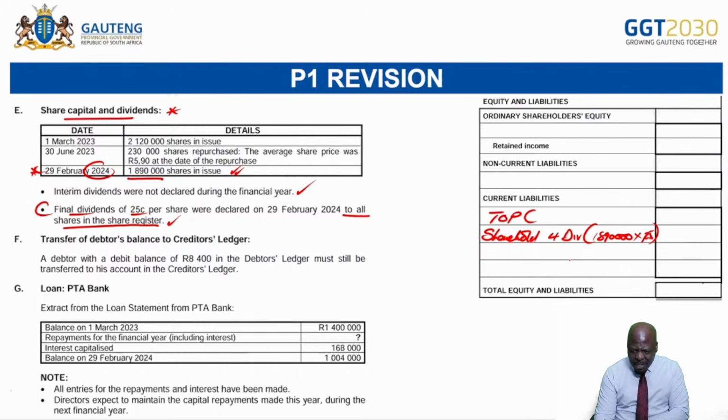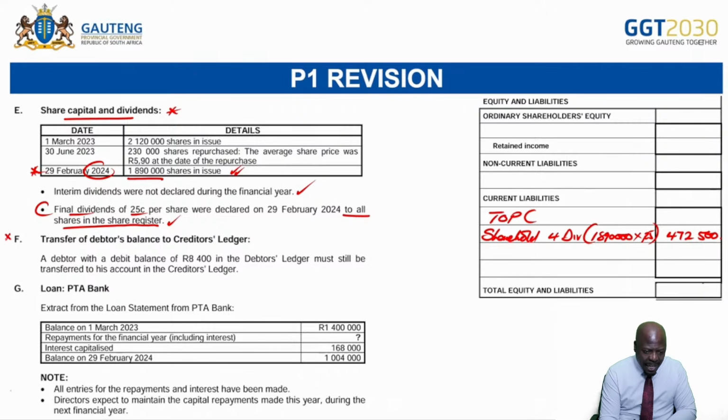Do you see the 25? Is it clear? Okay. It is clear. 1,890,000 multiplied by 25 cents. Okay, how much do you get? 472,500. That becomes my shareholders for dividends.